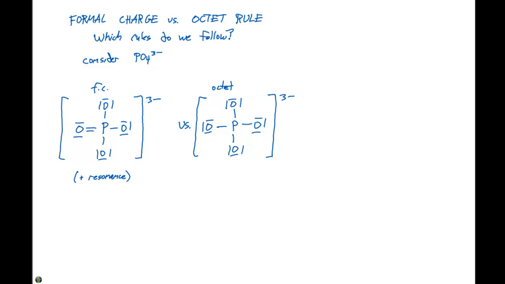But one of the things that both of these rules do predict is that they both will say that this has a tetrahedral geometry, and they both predict that there's only going to be one phosphorus oxygen bond length, and there's not going to be multiple bond lengths for this particular molecule.